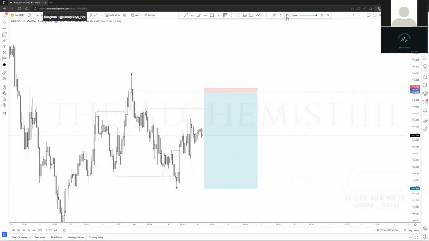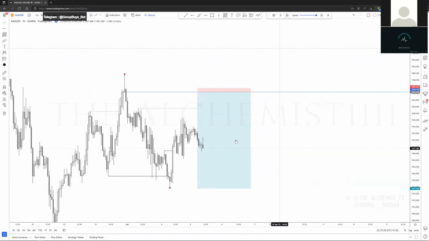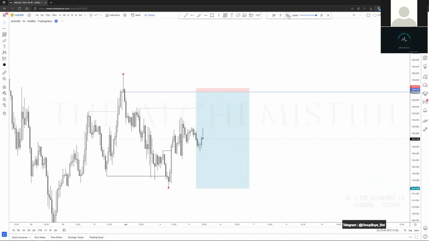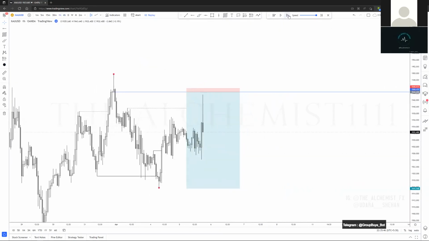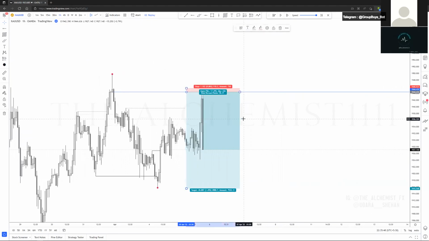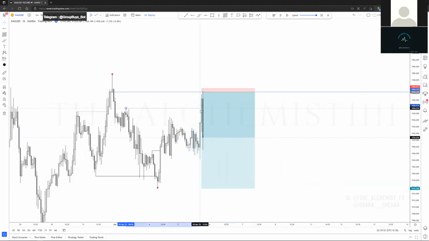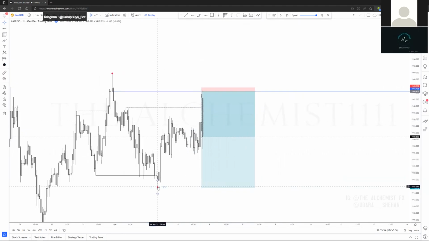And then price starts to go up. It's not that clear on this. Okay, let's see. Look at this. Nice tap. Now where is your final target? Your final target is anyway down here. This is your final target.